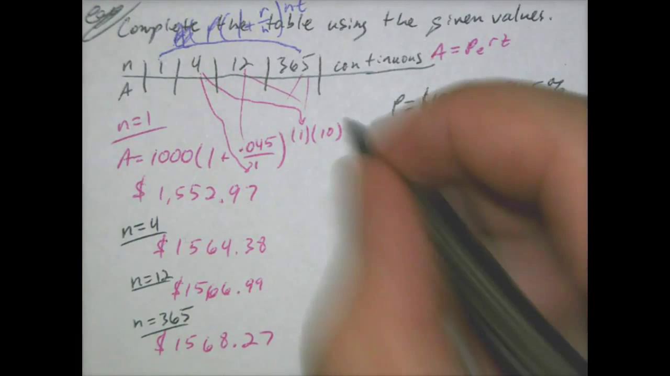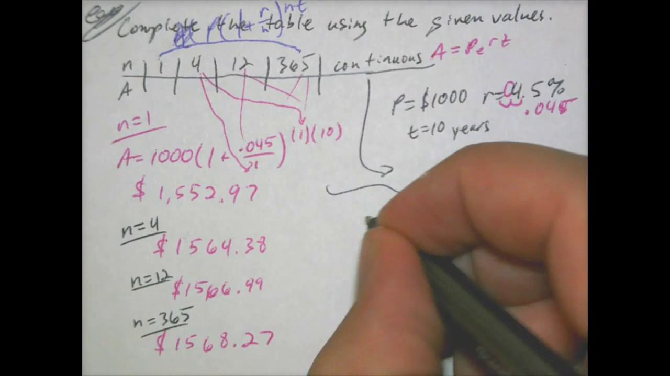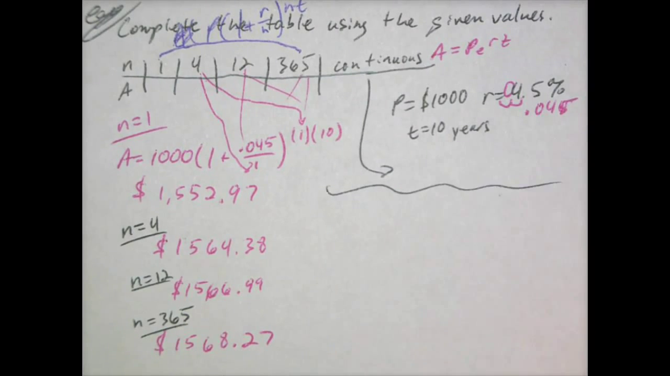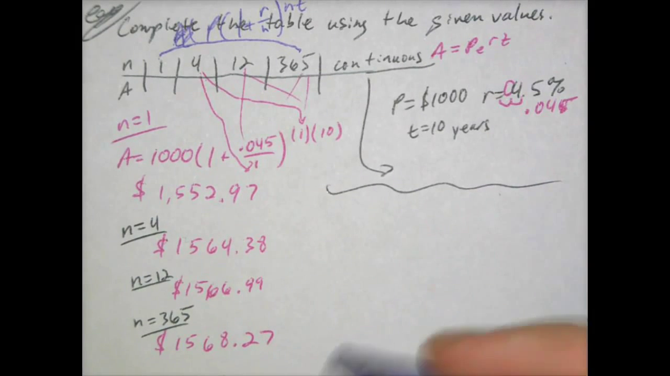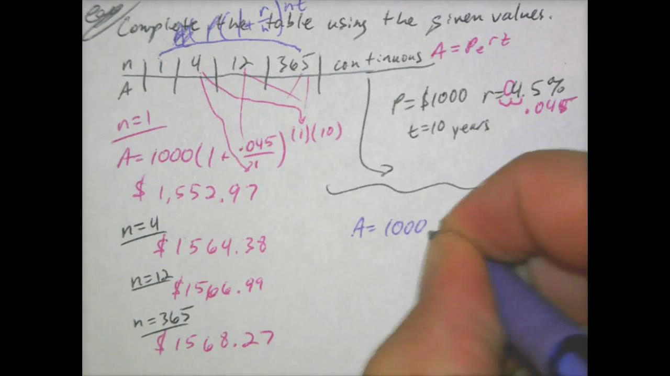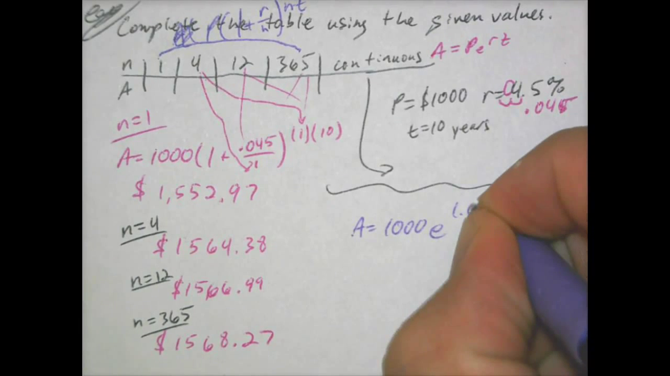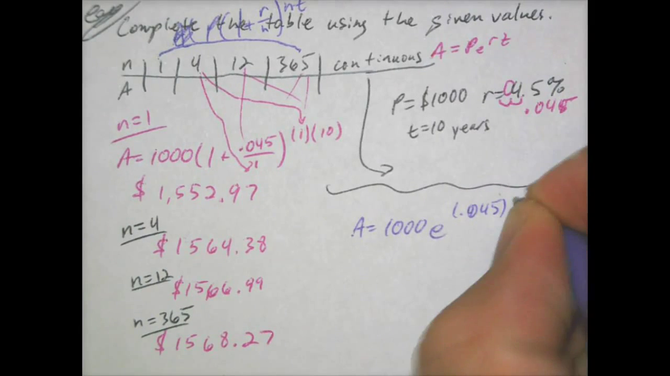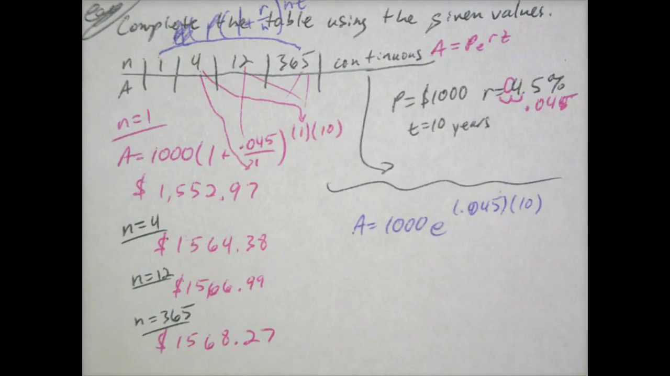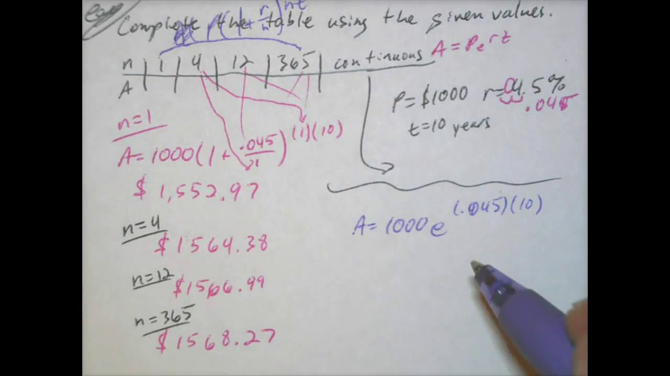Okay, for our continuous one, I have A equals Pe to the rt, so I will substitute in P. A equals 1,000 times e to the rate 0.045 times the time, and I'm going to substitute that in my calculator. You have a button that is e to the power of something. You can use that button, or you can find e on your calculator as well. Either way will get you the appropriate answer.